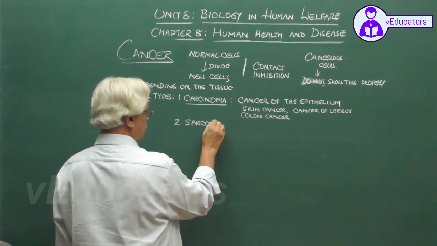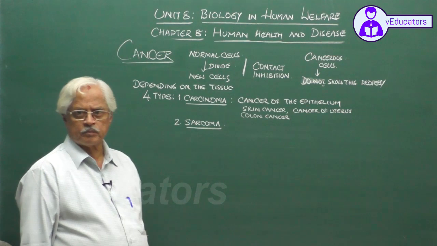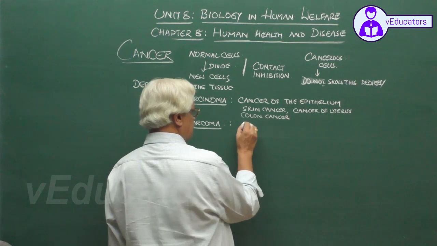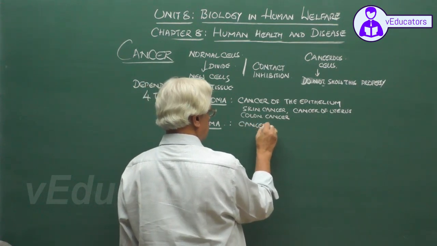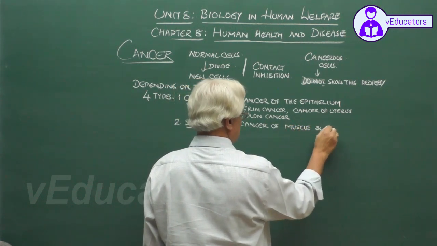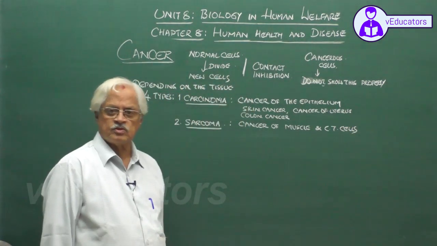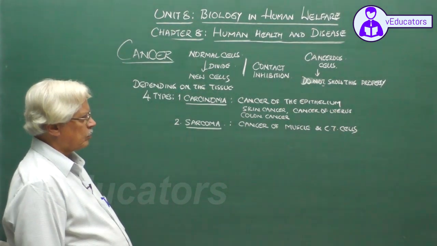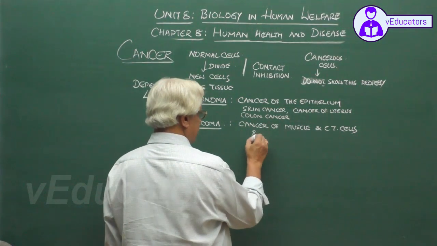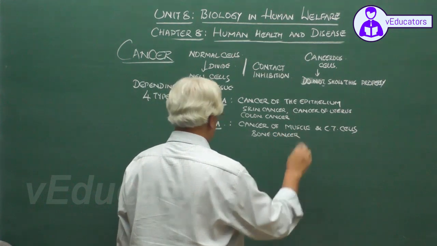Another type is called sarcoma. Sarcoma is the cancer of muscle and connective tissue cells. For example, bone cancer is an example for sarcoma.